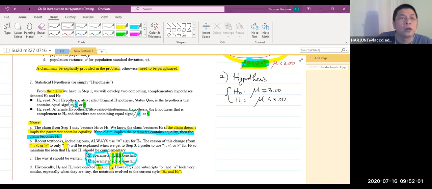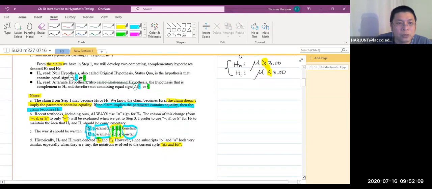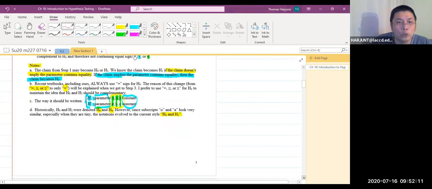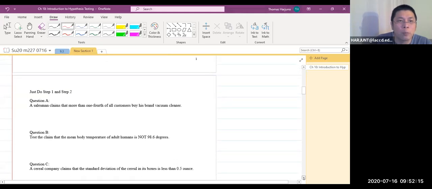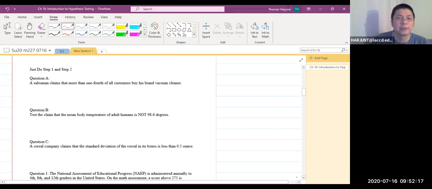Now, let me go back and fix that. So I have fixed that back to our previous inequality signs. Now, that's for the historical note. Let's do some problems. Just step 1 and step 2, just to get used to this.